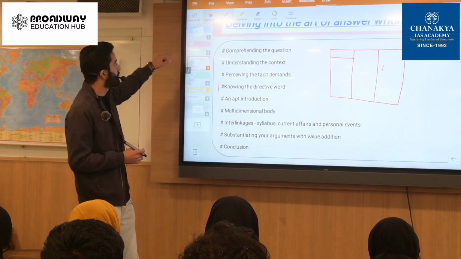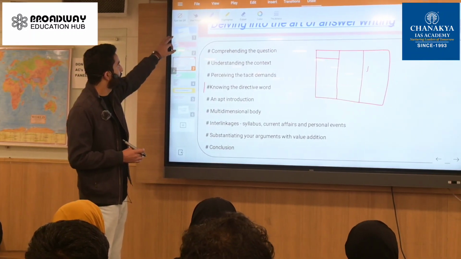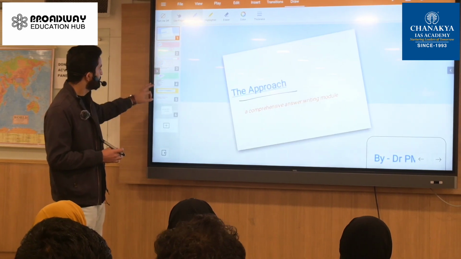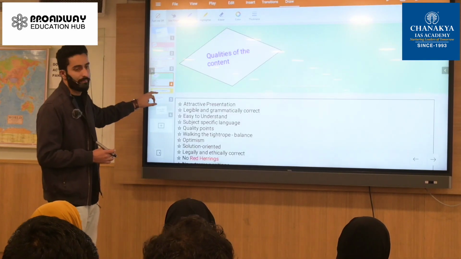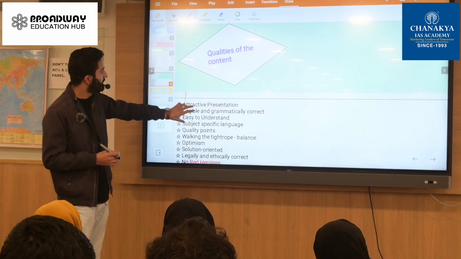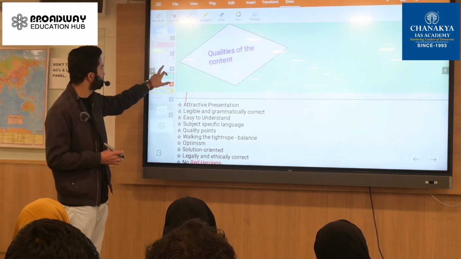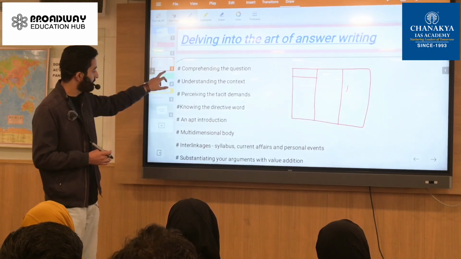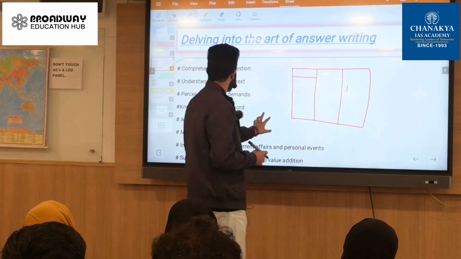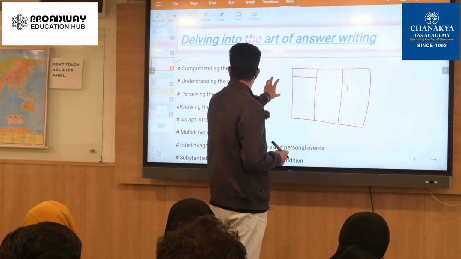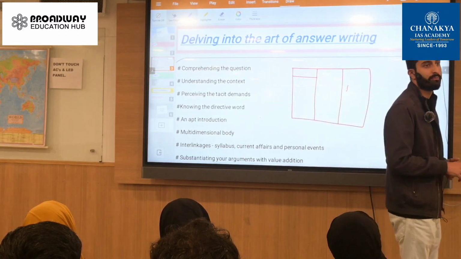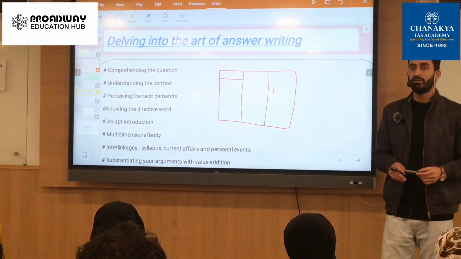That's why I call this approach. Okay, this has been called approach because this is not only about answer writing, it's about the approach of the exam. While you are reading, what should be your approach? When you are framing your notes, what should be the approach? And when you are writing answers, what should be your approach? Okay, it's about an approach to the examination.